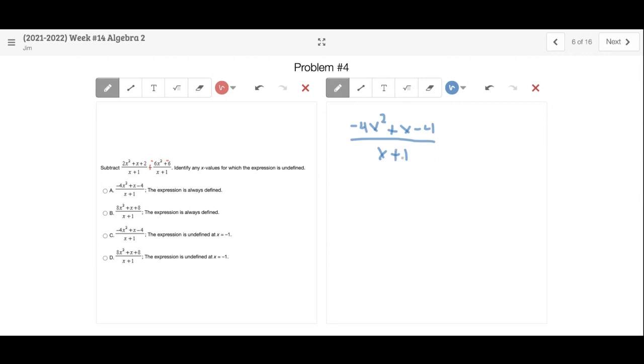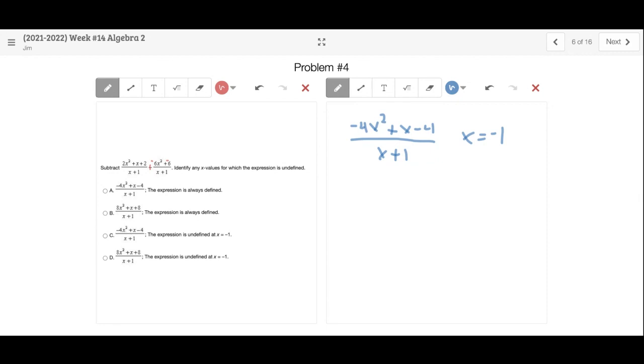Okay. So the denominator can't be 0. So what makes the denominator equal to 0? Negative 1. If I put negative 1 in here, negative 1 plus 1 is 0. That makes the denominator equal to 0. That makes it undefined. So that means it's going to be undefined at x equals negative 1. Okay? So in this problem, the expression is always defined. Nope. The expression is undefined at x equals negative 1.